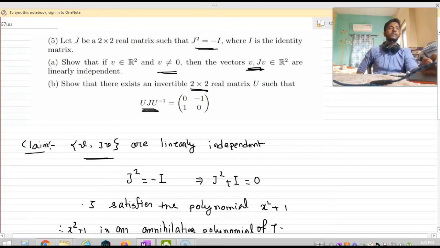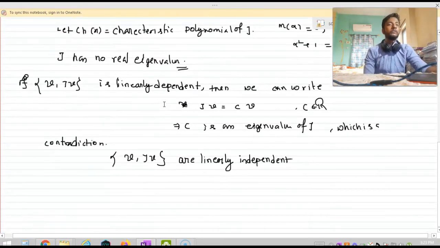First of all, observe what we have proved. We proved that V and JV belonging to R2 are linearly independent, right? So V and JV are column vectors of R2. So now we are using the linear independence of V and JV to construct the matrix U. Okay, we are going to use that.